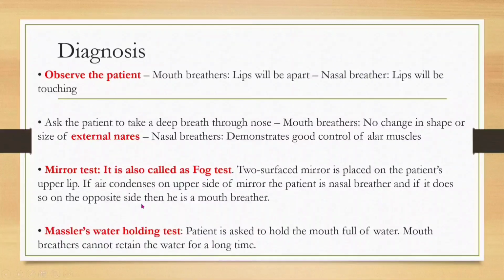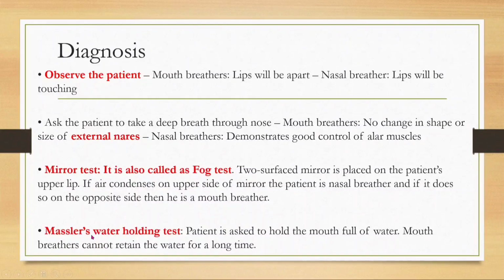Next one is the mirror test. It is also called the fog test. We need to take a two-surface mirror and place it on the patient's upper lip. The mirror is two-sided. If the air condenses on the upper side, the patient is a nasal breather, but if it condenses on the opposite side, that is the lower side, the patient is a mouth breather, because air is passing through the lower side.